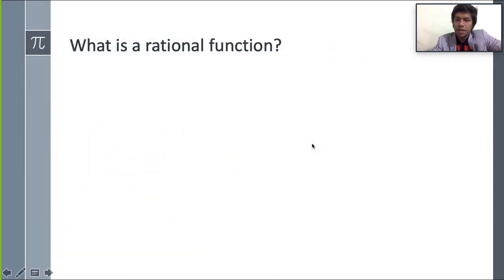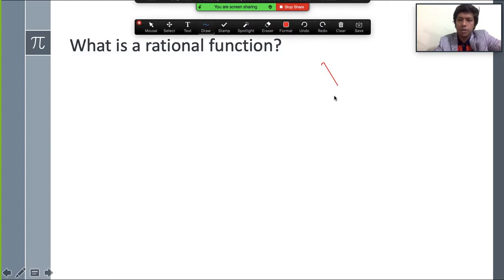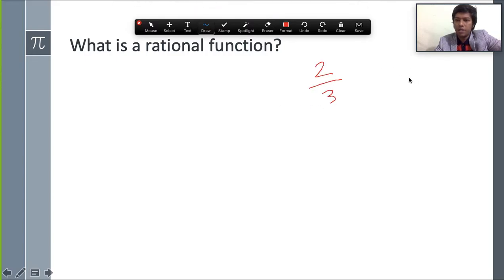First of all, what is a rational function? Let's begin with a very simple thing. What is a rational number? What do you think? A rational number is some number in the form of a fraction, like something divided by something, like 2 divided by 3. That is a rational number. Or 5 divided by 7, this kind of thing, a rational number.